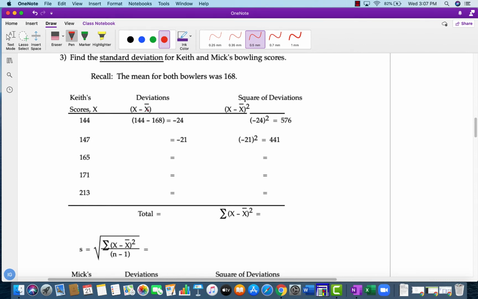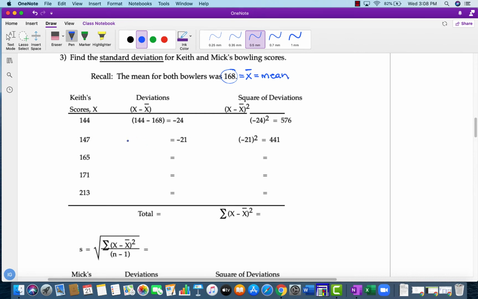Alright, so we're gonna do each of them by parts, I guess. So these are the scores. The deviation is subtracting the score minus the mean, okay? So for example, here we have 144 minus the mean. The mean was 168. That's x bar, which is the mean, okay?